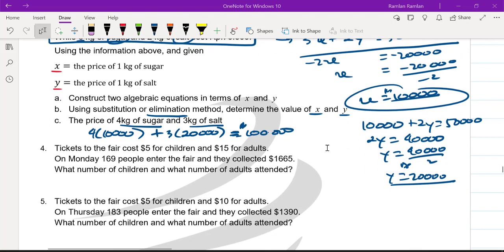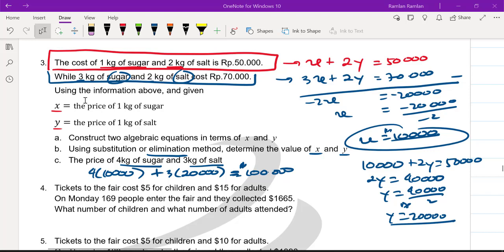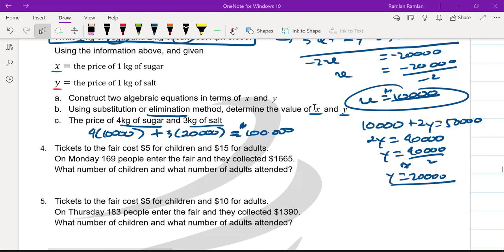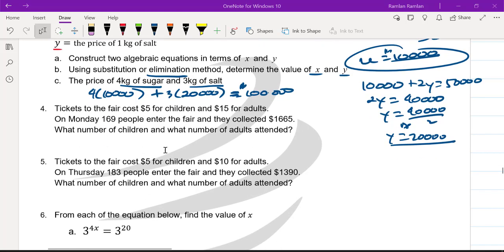Okay, so for number 4 and number 5, we actually have the same exact concept as number 3. The thing that you need to really know how to do is to convert the sentence into an algebraic equation. That is the main thing, because for the calculation, you can use the calculator. So let's read number 4. Number 4 and number 5 are exactly the same thing. So let's construct the equation.